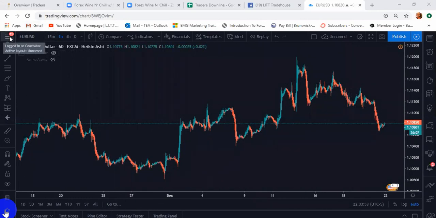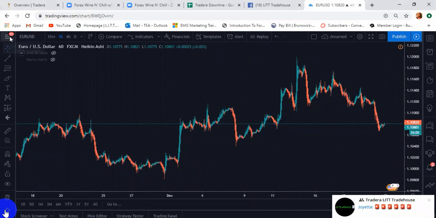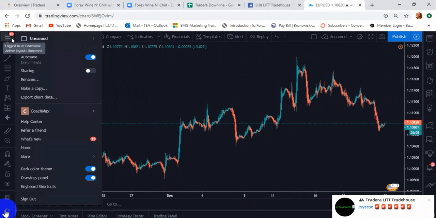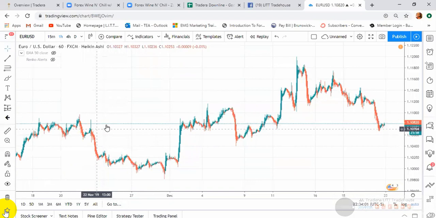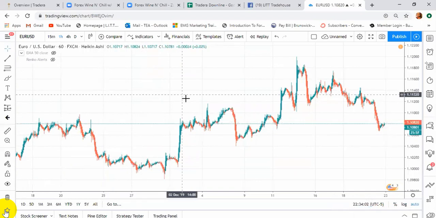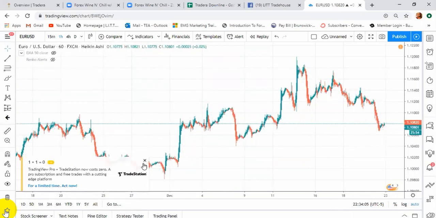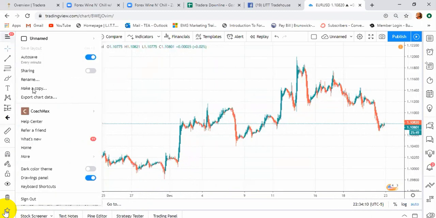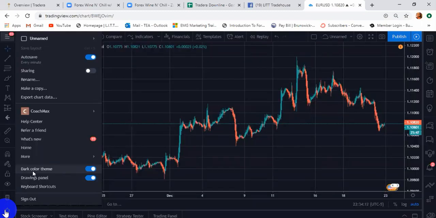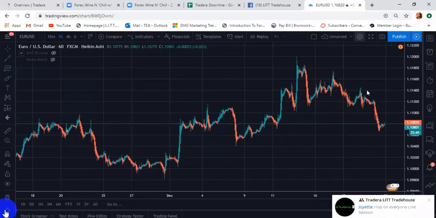When you come over here, you're gonna come over to these three lines. Your chart will be white. I always talk about this because everyone's eyes are different. If you like the white background, no problem. If you like the dark background like me, because I'm on the computer all day long, you just switch it right here, dark color theme.